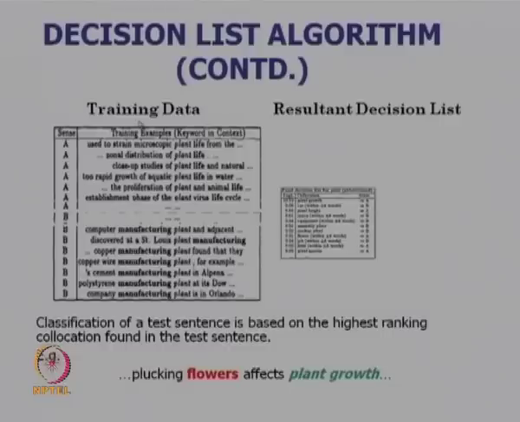So, what it shows here is that we have the training data with marking of sense, and we have the resultant decision list obtained from the training data, and this data is processed to obtain the decision list. So, this was an algorithm and it is used quite extensively.